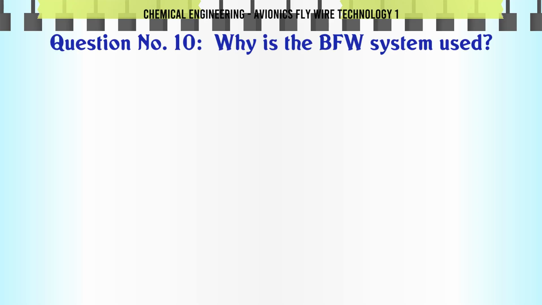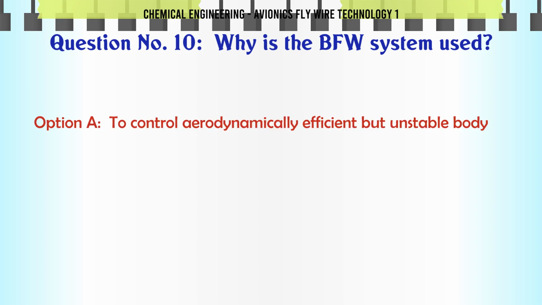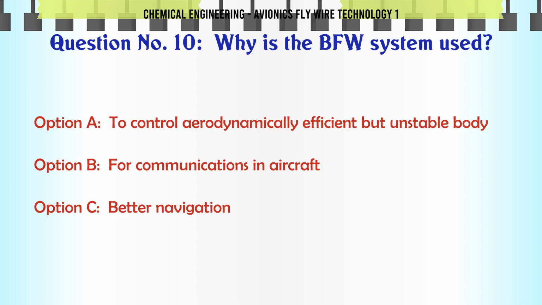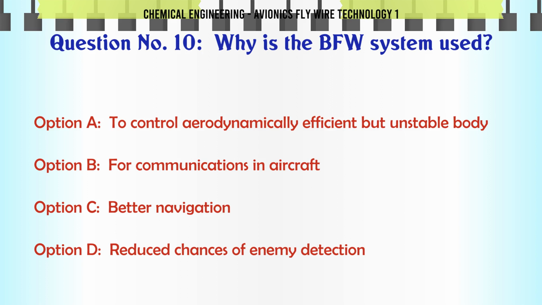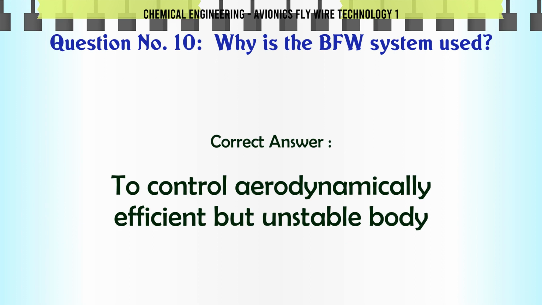Why is the FBW system used? A. To control aerodynamically efficient but unstable body. B. For communications in aircraft. C. Better navigation. D. Reduced chances of enemy detection. The correct answer is to control aerodynamically efficient but unstable body.